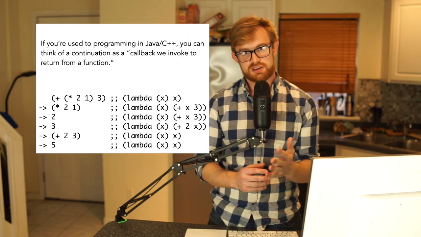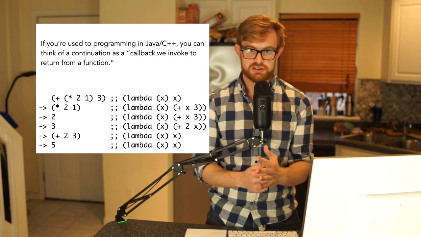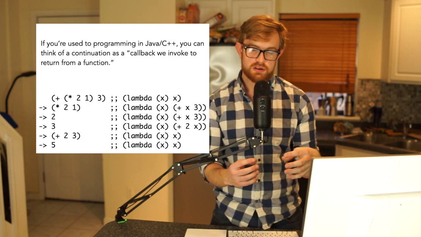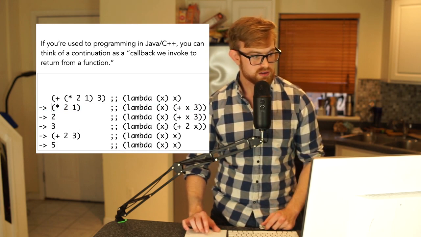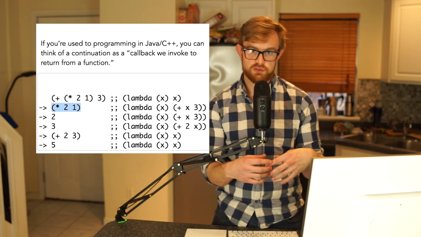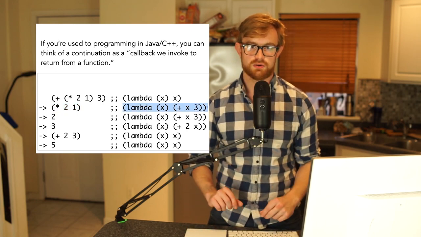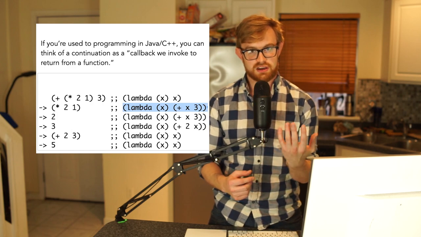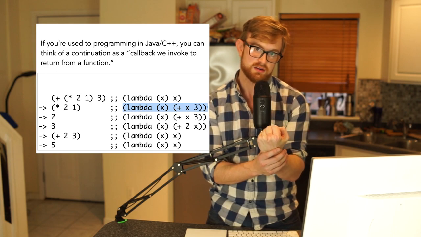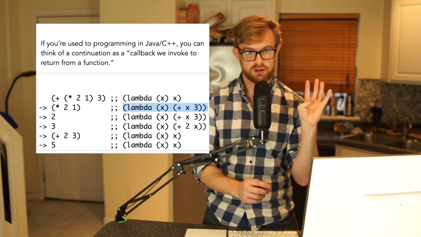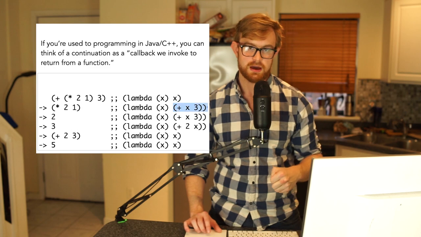Now, if you're the kind of person who's actually used to programming in an object-oriented language like Java or JavaScript, you can think about this continuation function as a callback that says, whenever you're done processing, for example, 2 times 1, you're going to take that result that you finally evaluate to, and you're going to stuff it into this callback that will continue the function. That's why we call it the continuation. It's a callback function that you're going to call with the result of whatever computation you're currently doing. And that continuation, which accepts that single argument, is then going to take this return value right here and then help continue the computation.